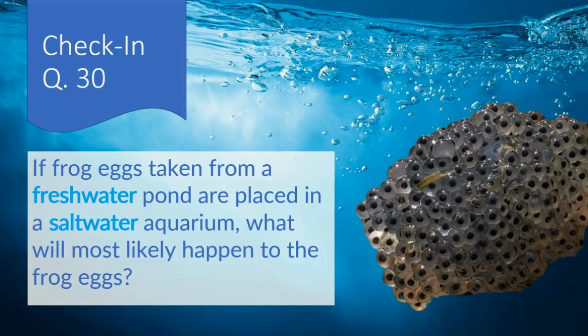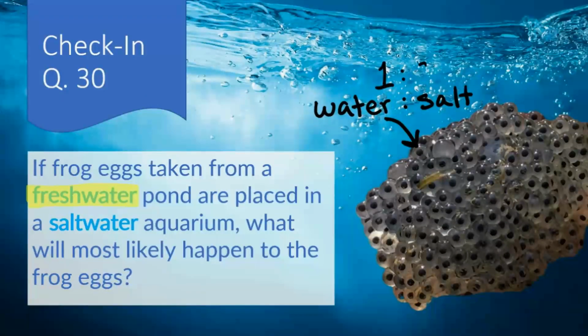If these are freshwater frog eggs, then we can assume that the ratio of water to salt within the eggs is likely close to 1:0, right? Fresh water meaning it's just water with no salt. We can assume this because if the frog eggs thrive in the fresh water, that likely means that they are at equilibrium there with the water.